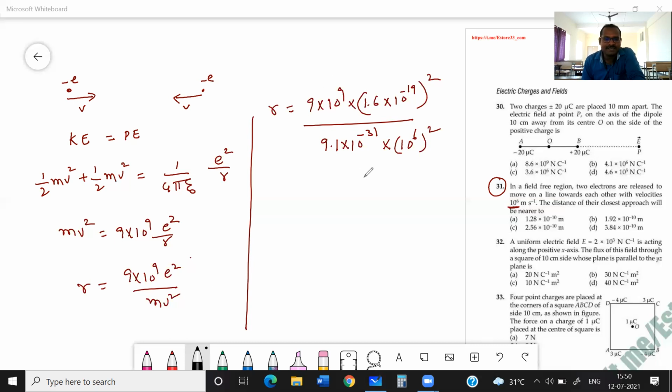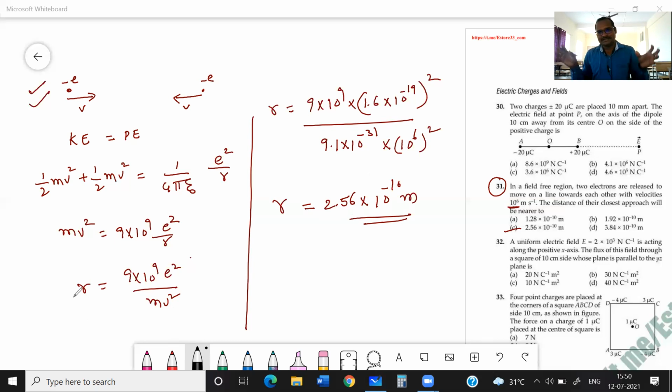If you calculate all these things, the distance of closest approach is 2.56 into 10 to the power of minus 10 meters. Option C is the right answer. I hope you understand the concept here. The initial kinetic energy of the electrons will be converted into electrostatic potential energy. This is called electrostatic potential energy. This formula I will derive in the next chapter. Let us go to question number 32.